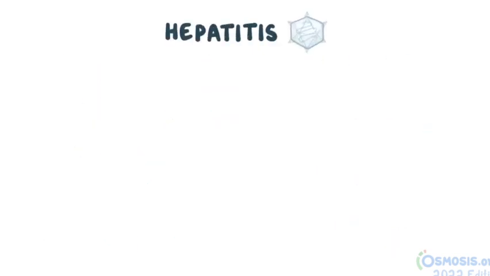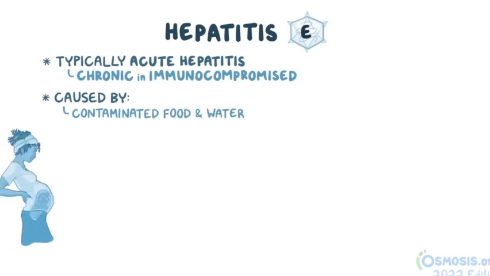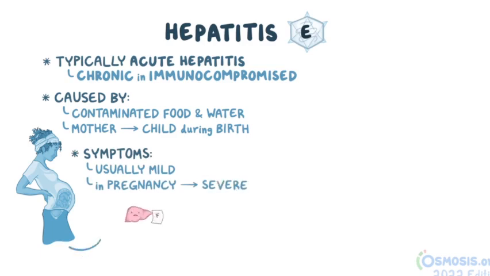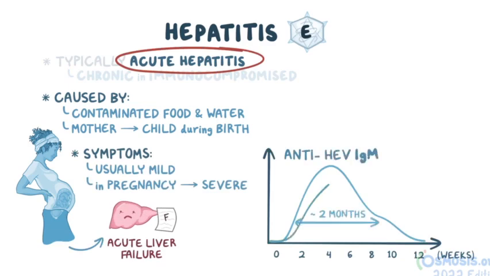Next up is hepatitis E, which typically causes acute hepatitis, but can also cause chronic hepatitis in immunocompromised individuals. Like hepatitis A, it's also caused by contaminated food and water, but it can also be transmitted from mother to child during birth. Usually the symptoms are mild, but if it develops in pregnancy, it can be severe and lead to acute liver failure. In acute hepatitis E, anti-hepatitis E virus IgM are elevated for about 2 months, and IgG antibodies begin to rise around the same time as IgM antibodies. But they don't persist for more than a few years.